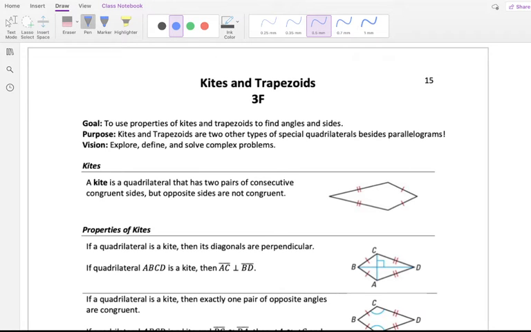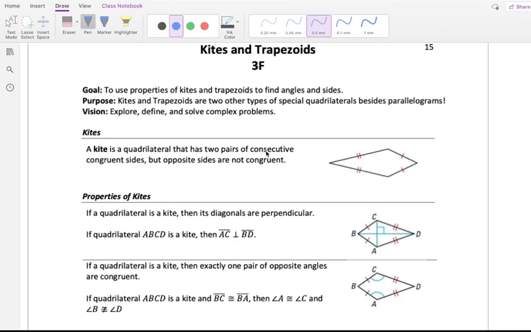Alrighty, so today we're learning about kites and trapezoids, which are just two other types of quadrilaterals that are different from parallelograms. So if we start off with kites, kites are going to have two pairs of consecutive, so next to each other, congruent sides, but the opposite sides are not congruent.